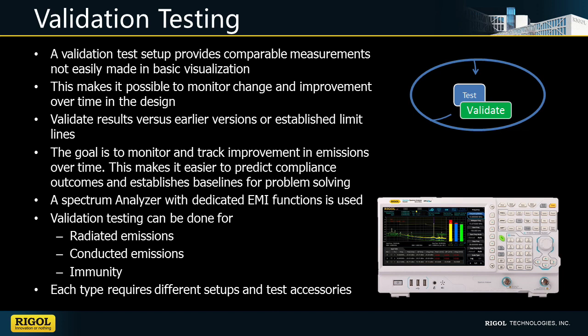So the goal here is really to just track our performance, build confidence, and monitor changes in our system so that we're aware of any emissions challenges that might need to be debugged or might come up in a final compliance test. We also at this stage start to use a spectrum analyzer with some dedicated EMI functions. This makes it possible to look at quasi-peak or CISPR average detectors, and look at your bandwidths, RBW settings that are more commonly used in EMI. So all that's important as we get into validation testing.